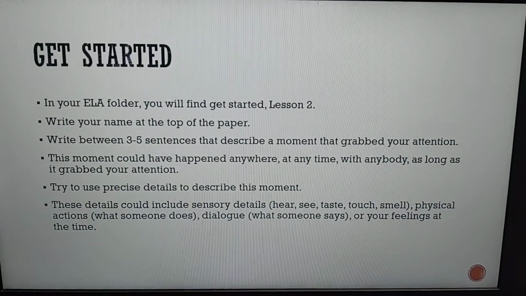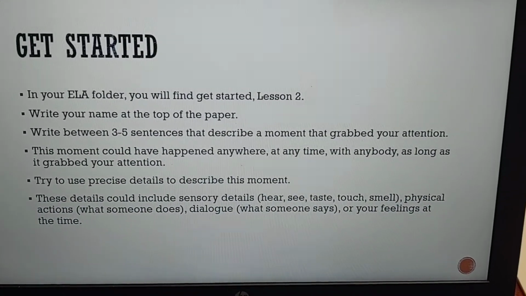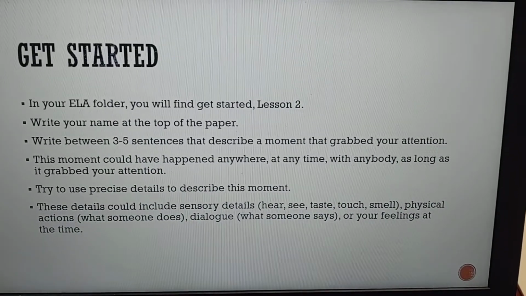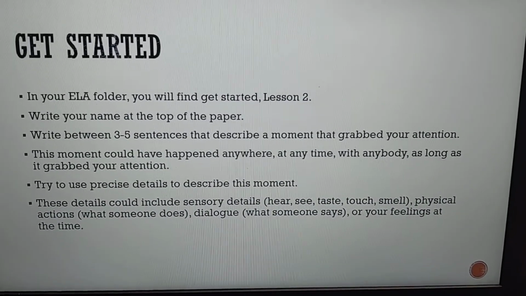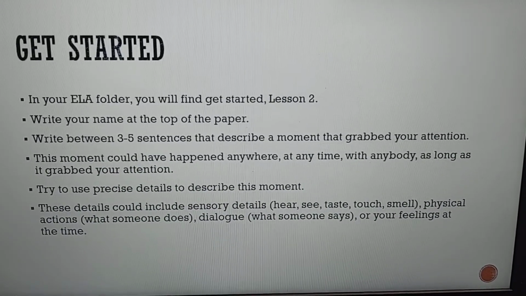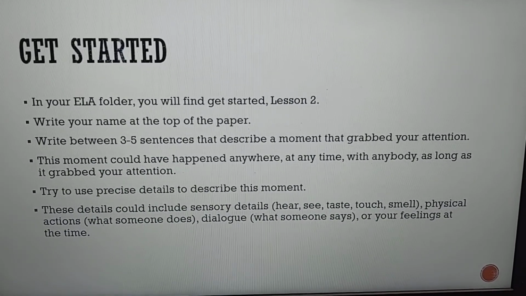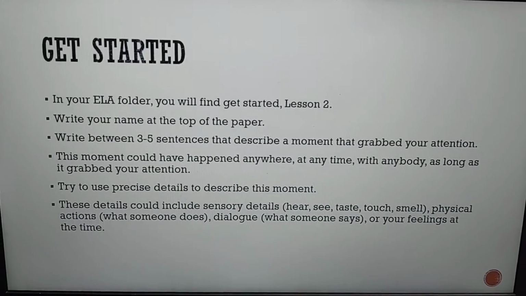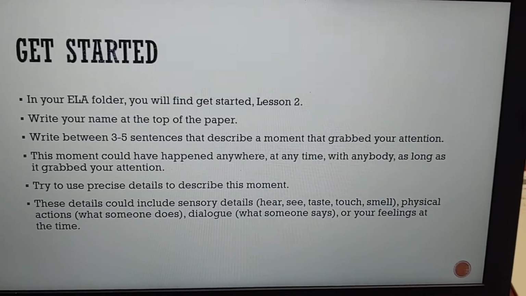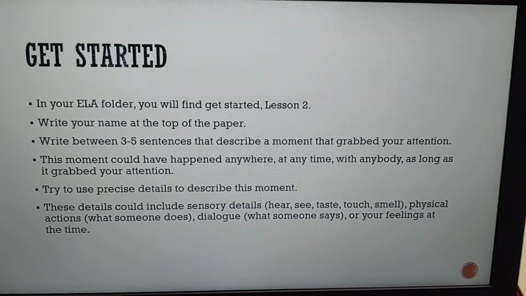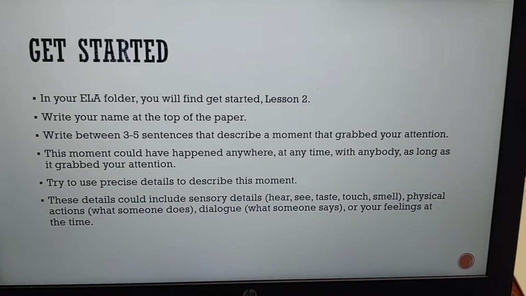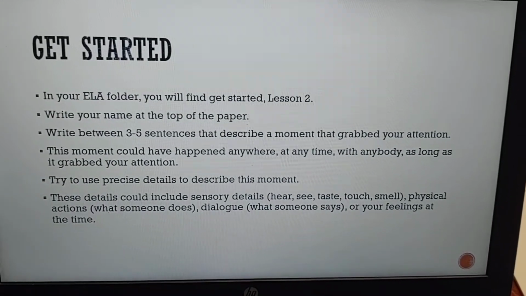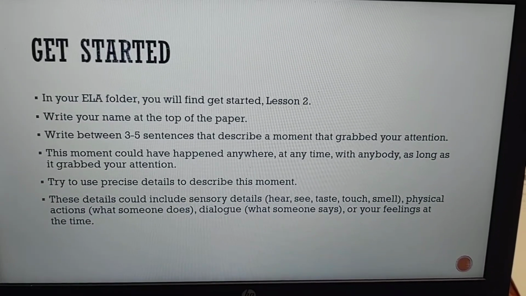The precise details could include sensory details, for example, what you heard, what you saw, tasted, touched, or smelled. Physical actions, what somebody was doing or did at that time. Dialogue, what someone said, or your feelings at the time. Go ahead and take about 5 minutes or so, or however long it takes you, to write 3 to 5 sentences about this moment. And remember, you can pause this video at any time.